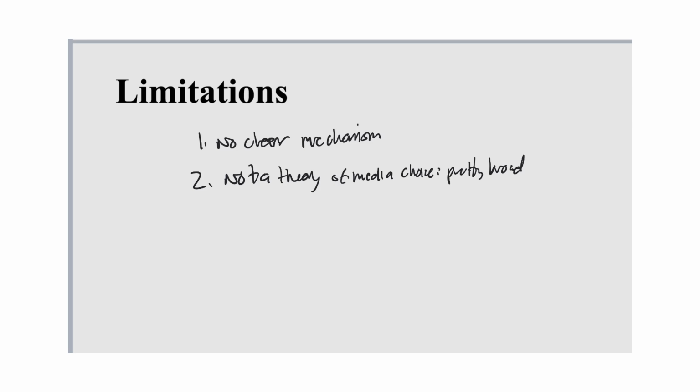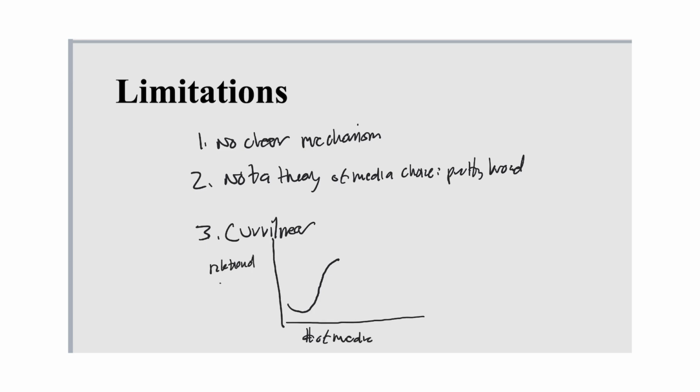And then thirdly, another problem with multiplexity is that it's curvilinear. Okay, so what does that mean? What it means is this. There is a degree where adding multiplexity is good for your relationship. Okay, so your relationship goes up. So we'll have number of media here, and then we'll call this relational intimacy. Let's call it happiness.